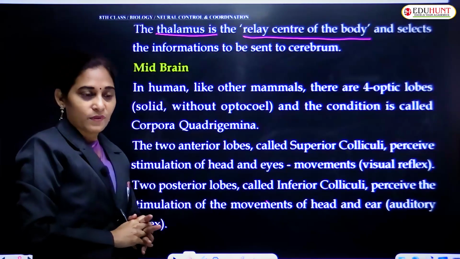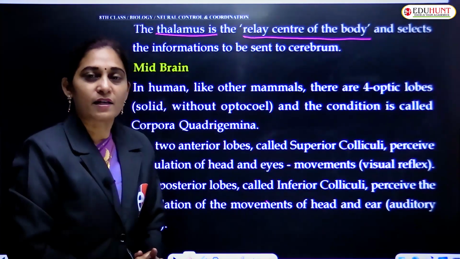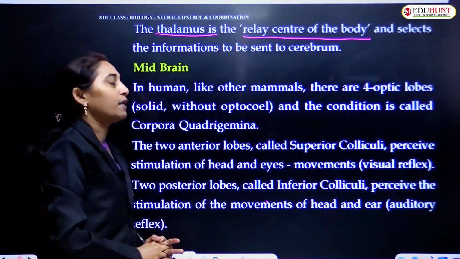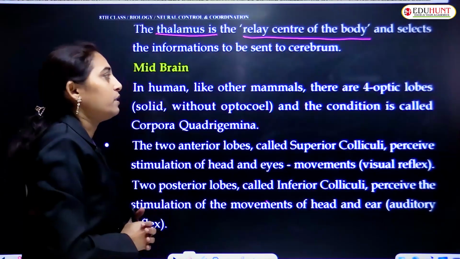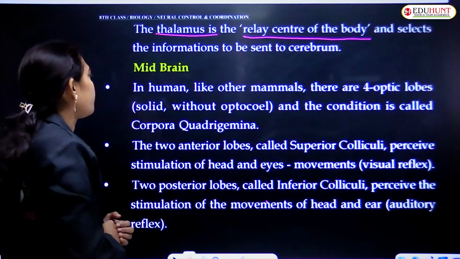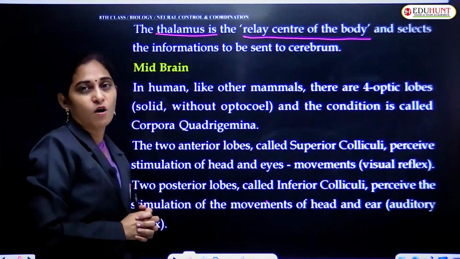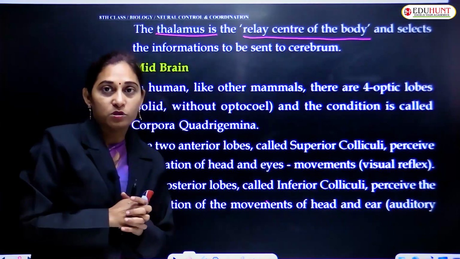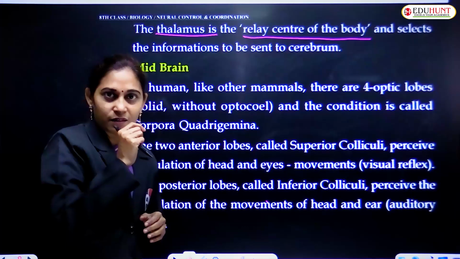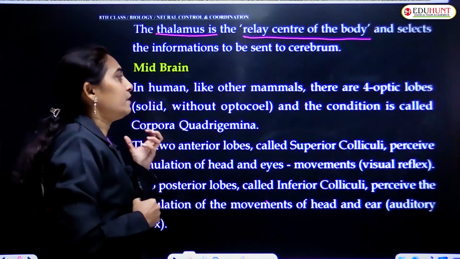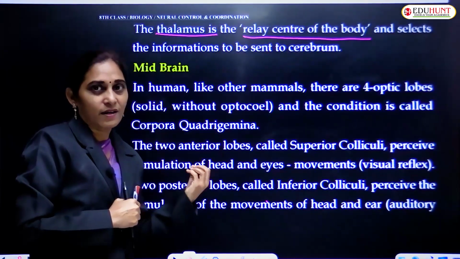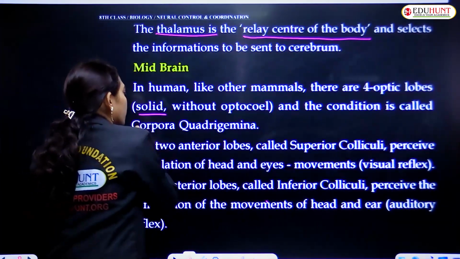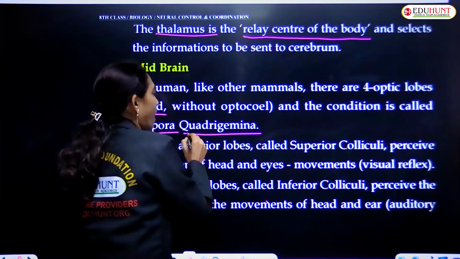We have finished the cerebrum part, that is the forebrain. Now coming to the midbrain. In humans, like other mammals, there are 4 optic lobes. These are solid, without an optocele, that is, the cavity is not there. This condition is called the corpora quadrigemina. Quadri means 4.